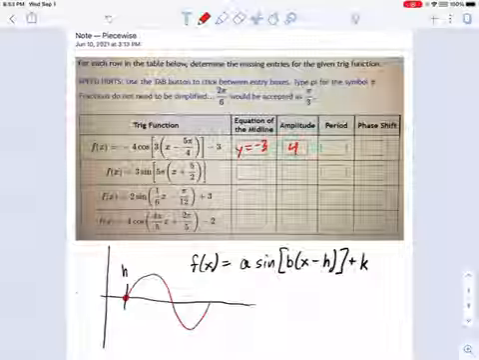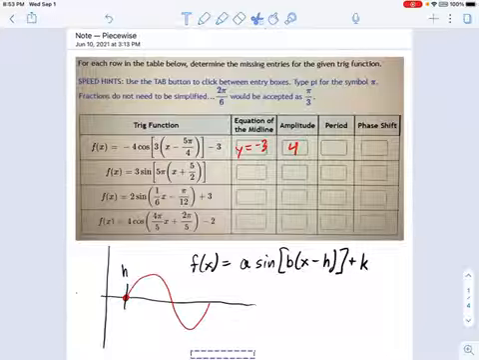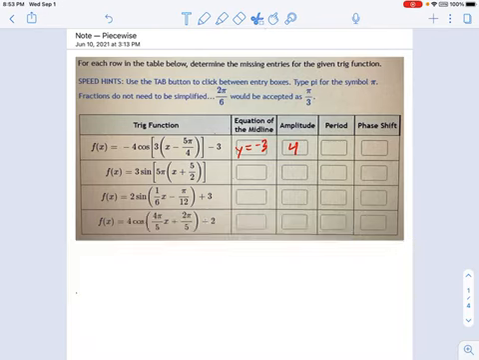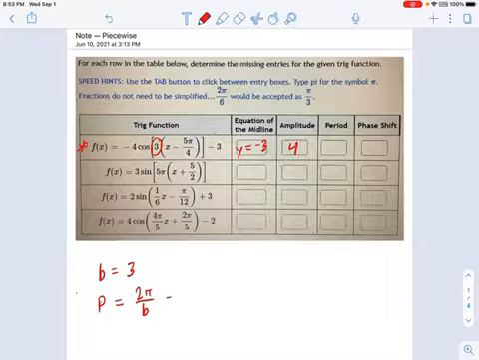Now, in terms of period, let me clear some room here. Let's talk about the period of this function. Remember where period comes from. That comes from this little guy right here, which is b. So for this equation that I'm working on, I would say b equals 3, and p, the period, equals 2 pi divided by b. Okay, so that just becomes 2 pi over 3. So we put that right here.